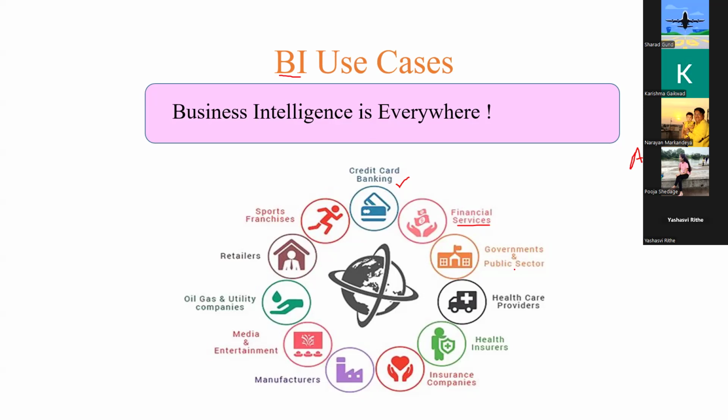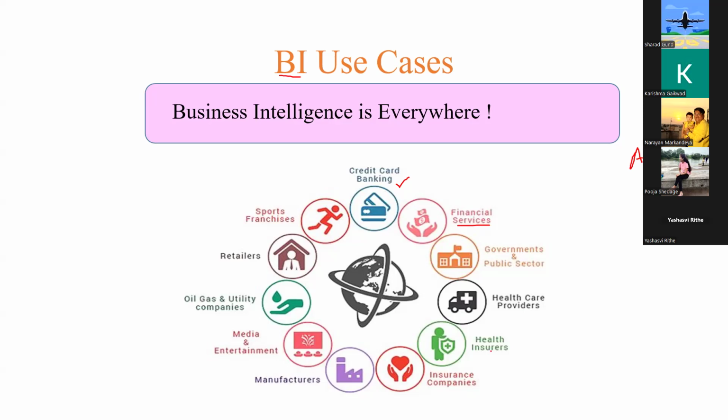Then in governments and the public sector, BI tools and BI methods are used to make things more attractive or to do them in a smarter way. Then healthcare providers, for example, medicine moving from one location to another: which medicine is traveling, what strategies we have to apply, how we can make that time duration very small. Such things we can do with the help of BI tools.